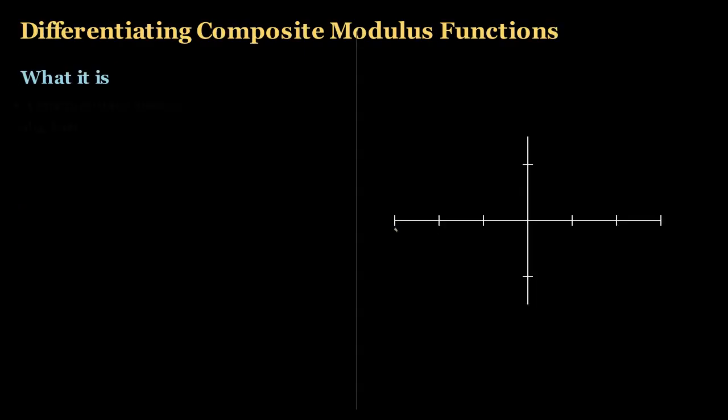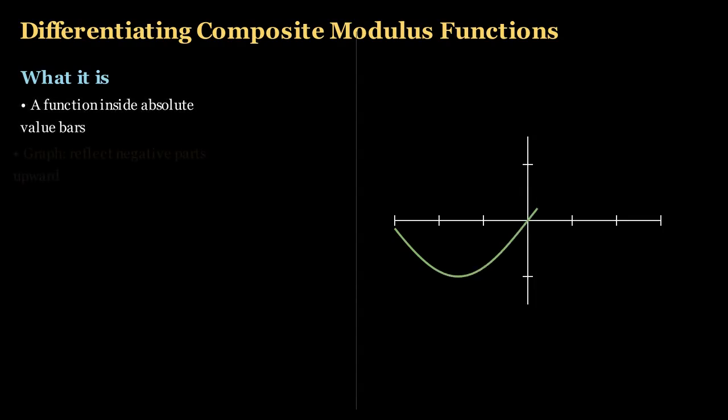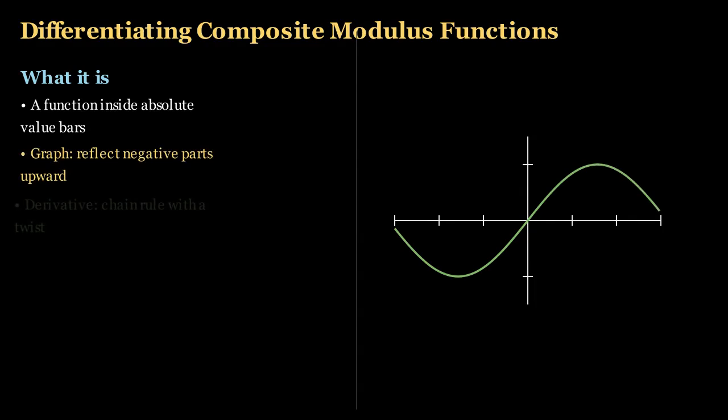Imagine you have a smooth curve, like a parabola, and you wrap it in absolute value bars. That's a composite modulus function, something like the absolute value of f(x). Graphically, any part of the curve that dips below the x-axis gets flipped up like a mirror reflection.